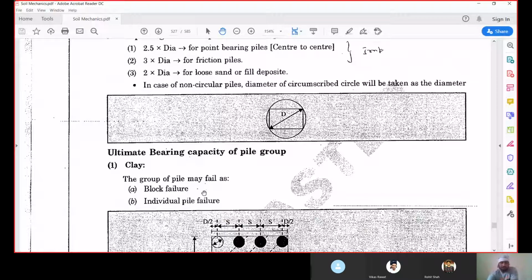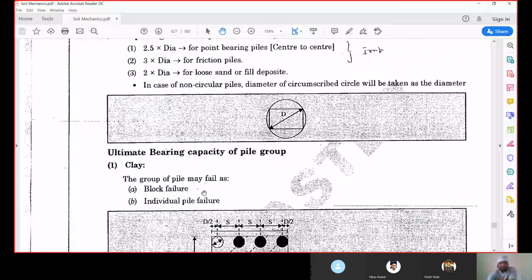Now in block failure, the perimeter of the pile group as a bound soil, and the embedded length of pile will be taken as one unit or block. Now the ultimate load capacity of pile group for block failure. So we'll compute the ultimate load capacity for block failure as well as for individual failure, right? Now this ultimate load capacity for block failure can be computed using this formula.